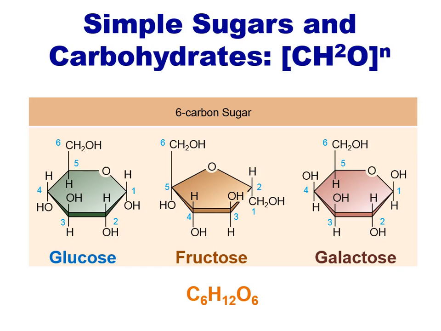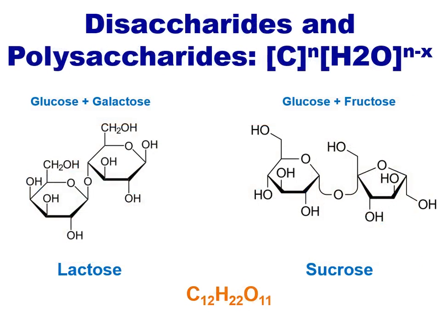Two monosaccharides can be linked together through dehydration synthesis. This will form the beginnings of a polysaccharide, but typically referred to as a disaccharide, as it's only 2 subunits. Here's an example of 2 different disaccharides. On the left is a combination or linking between glucose and galactose to form the disaccharide lactose. On the right is a link between glucose and fructose to form the disaccharide sucrose.